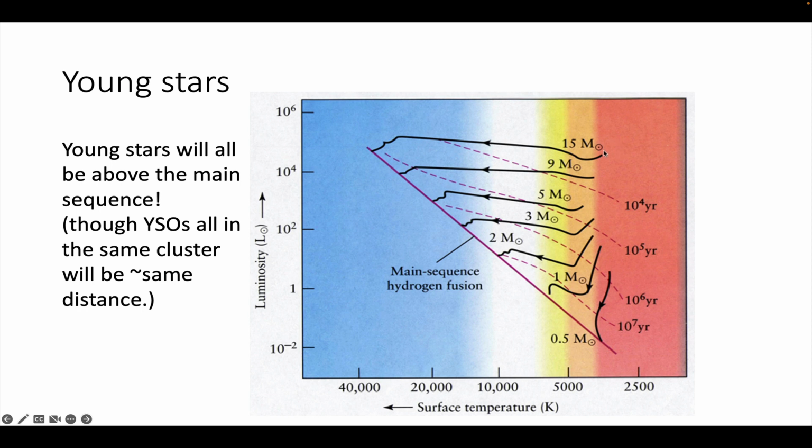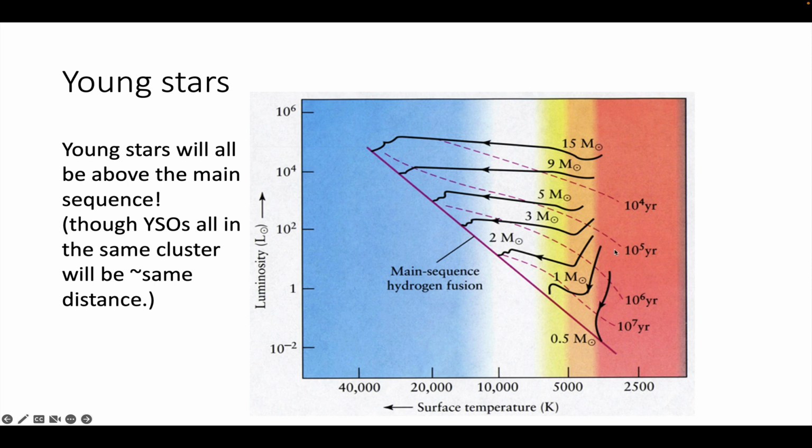hydrogen. So a 15 solar mass star, before it starts burning hydrogen, is going to appear in this diagram pretty red, but it's going to move pretty rapidly blue until it ignites hydrogen. A 9 solar mass star is going to do that too, but a little bit slower. Same for 5 solar mass. By about 3 solar masses, you get some different bumps and wiggles.